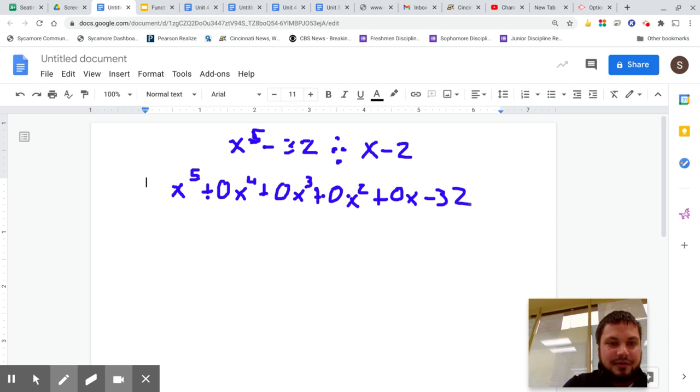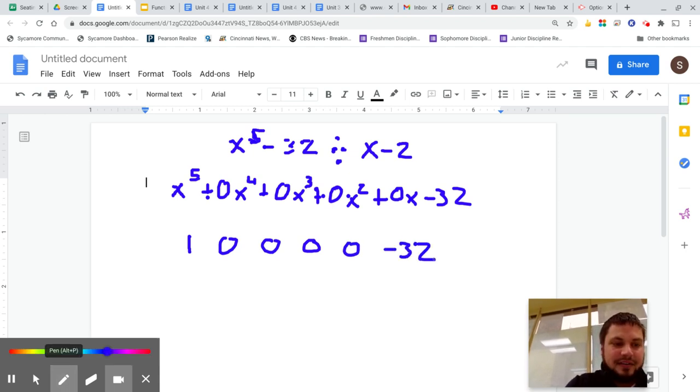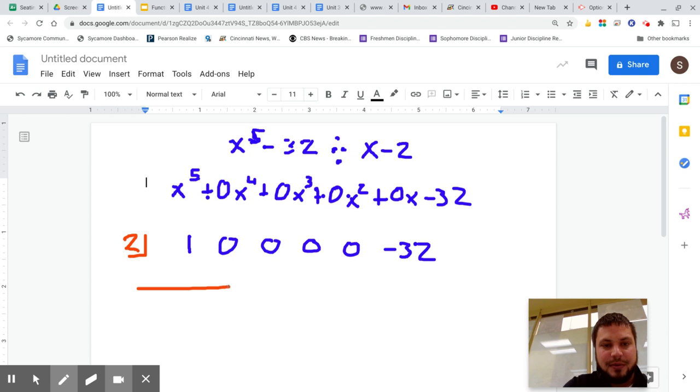So now I'll write my coefficients. 1, 0, 0, 0, 0, negative 32. My box number is, again, the 0 of the given divisor, which in this case would be positive 2. Now I draw my long equals sign. Again, we always start, make sure you remember this or you'll be lost, to drop down your first number.